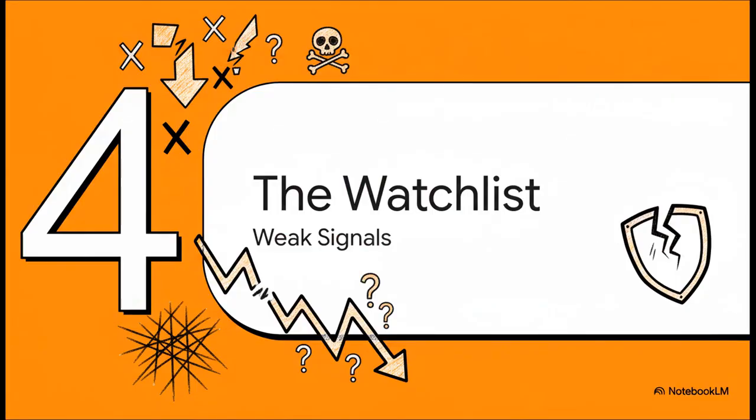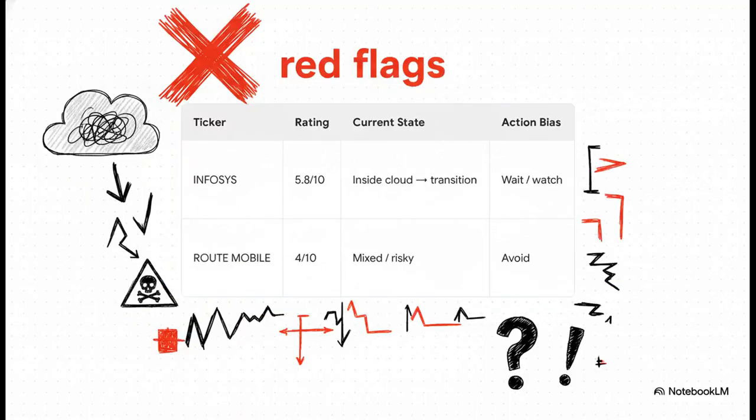Finally, let's go to the other end of the spectrum, the weak signals. You know, knowing what to avoid is sometimes even more important than knowing what to buy. These are the stocks that this system flags as, well, cautionary tales. Okay, time for the red flags. Here's Infosys at a 5.8. And look at Route Mobile, all the way down at a 4. These low scores aren't just numbers. They're big, flashing warning signs, and their descriptions tell us exactly why.